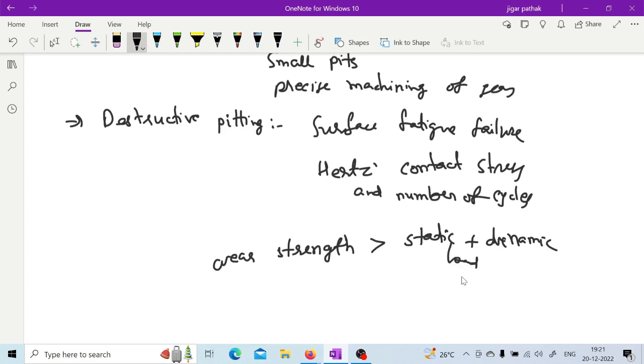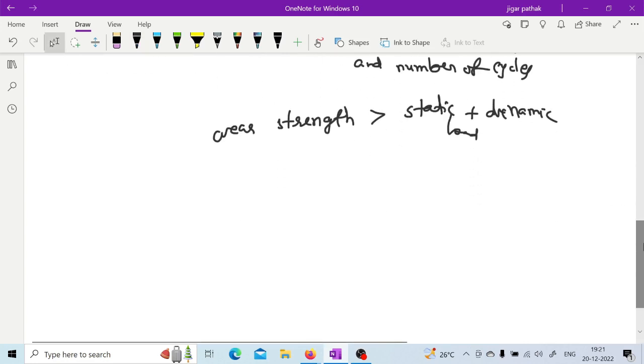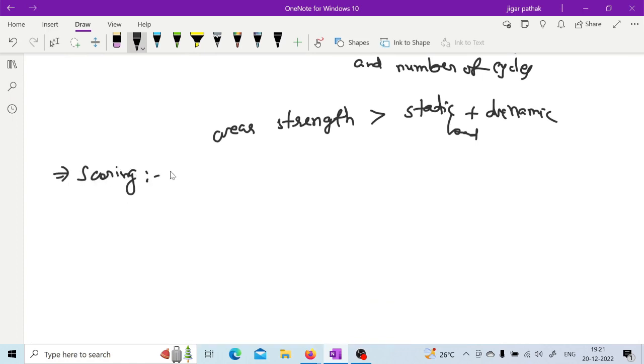And the last is scoring. In case of scoring, what is going to happen is some excessive surface pressure is going to result. So what is Hertz contact stress?